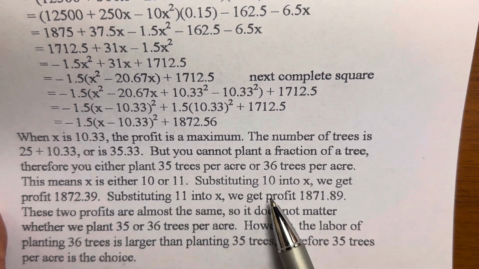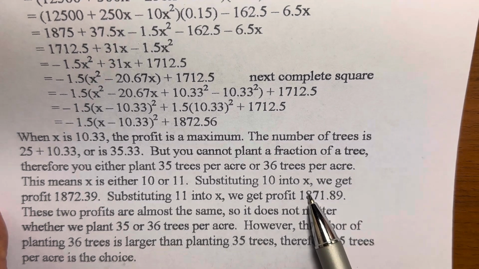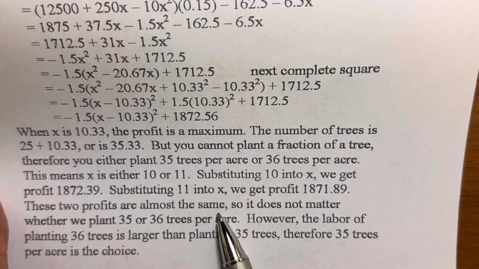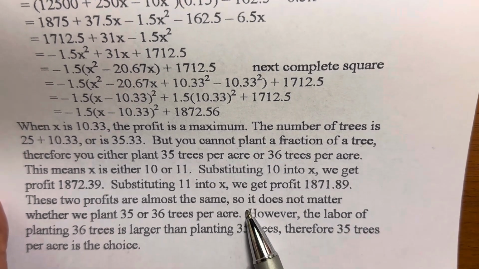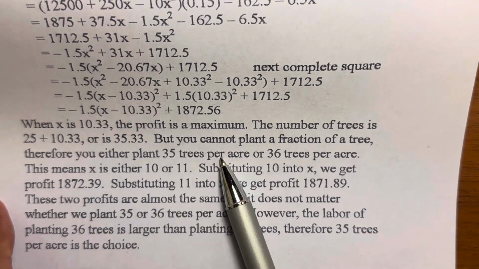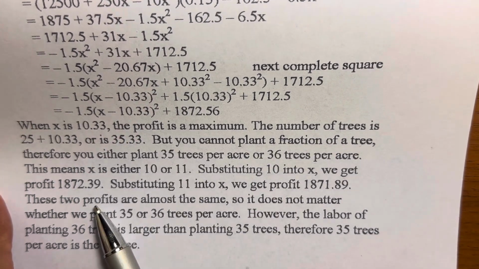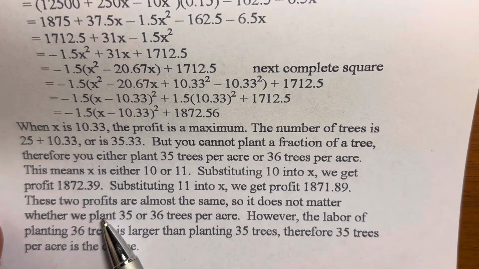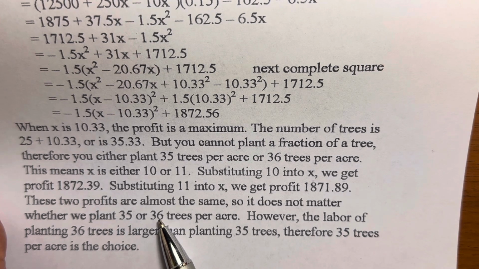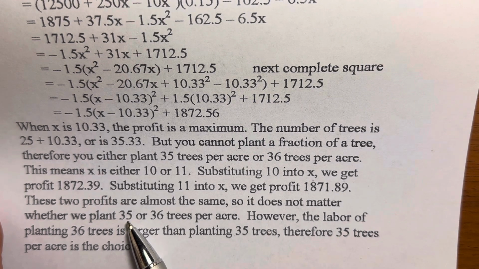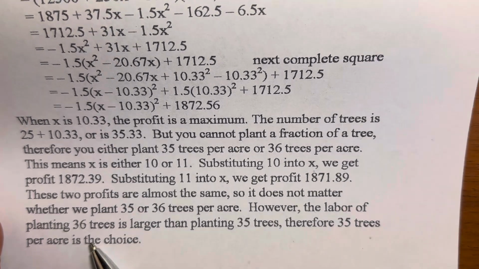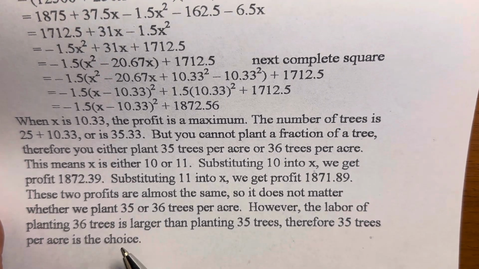1872. If you round it, 1872. So they are the same. Essentially the same. So okay, you can plant either 35 or 36. So which one do you plant? Then we will understand that planting 36 trees per acre is more labor than planting 35 trees per acre. So the choice is 35 trees per acre.